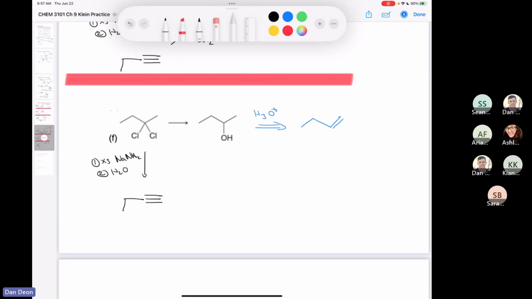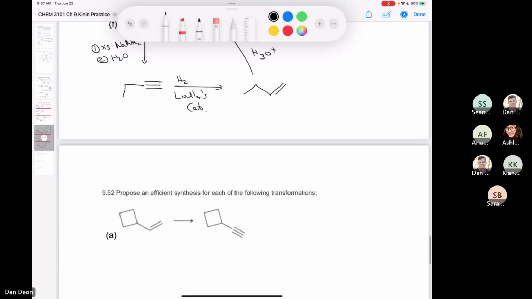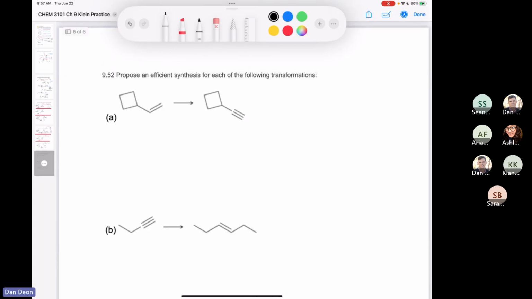So the question is, well, how do we make the alkene? And we've looked at that already too, that you need to use hydrogen gas and Lindlar's catalyst to do that. So that gives you 1-butene. And then we just do a Markovnikov addition of water, no carbocation rearrangements to worry about. So we get that one knocked out. And that brings us to the next problem, which says, how would you synthesize these molecules?